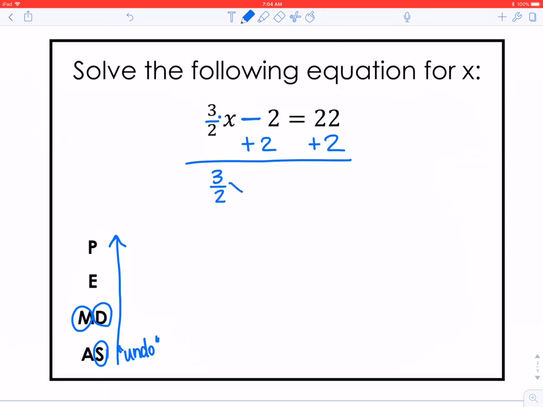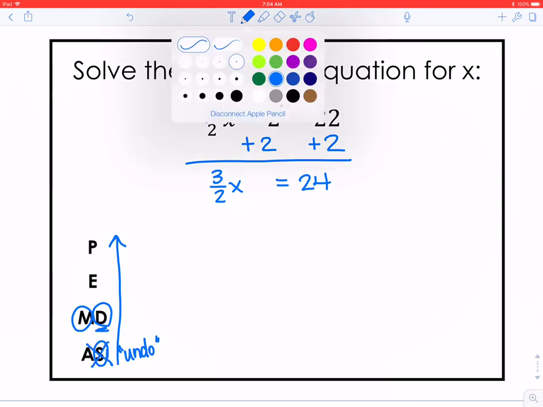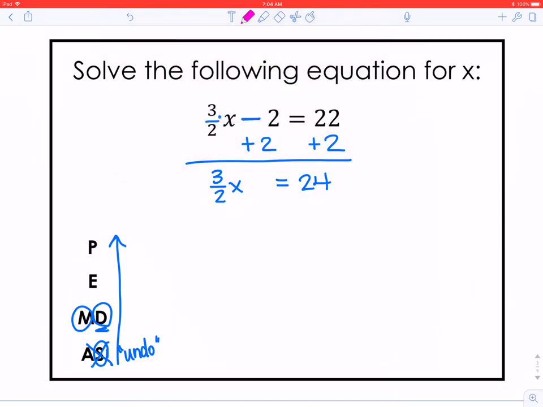Update: 3 halves x is equal to 24. Okay, so subtraction is taken care of. Next up, division. To undo dividing by 2, the inverse operation is multiplication. So multiply by 2, times 2, times 2. And 2 times 3 is 6, and 6 divided by 2 is 3. So 3x now equals 48. Okay, division's taken care of.